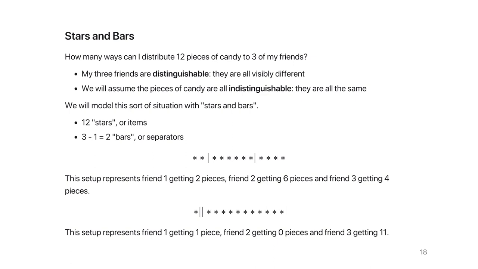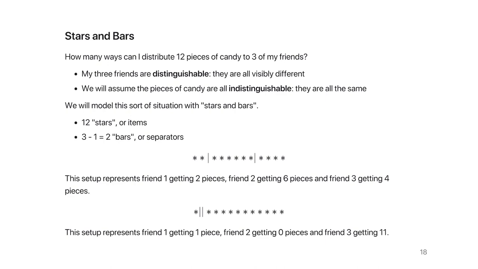And we'll assume the pieces of candy are all identical, right? Like there's no difference between the ones you get. Okay? So those are 2 key clarifying points. Okay? And the way we'll model this situation is with stars and bars. With stars, they literally mean asterisks, like if you type the asterisk character, and bars being those vertical separators. Okay? And I'll use this to model different situations.